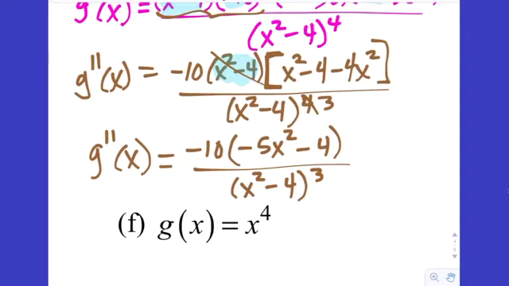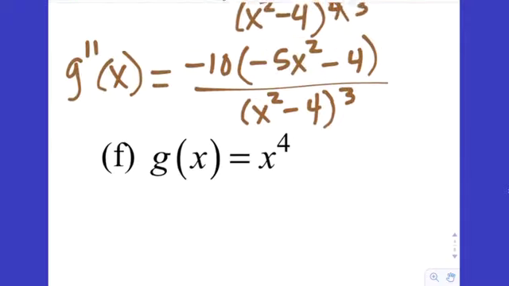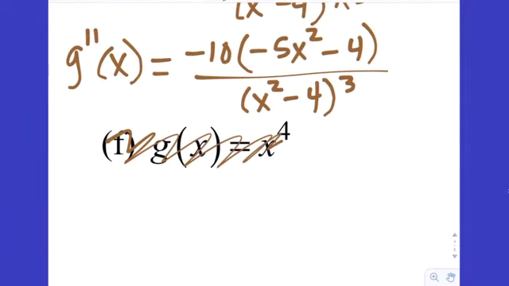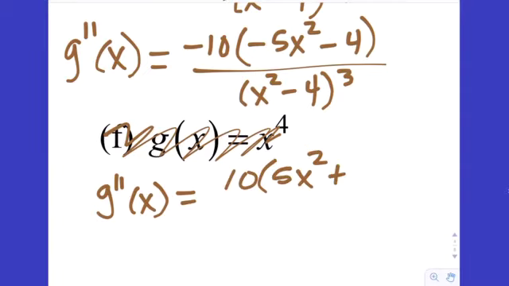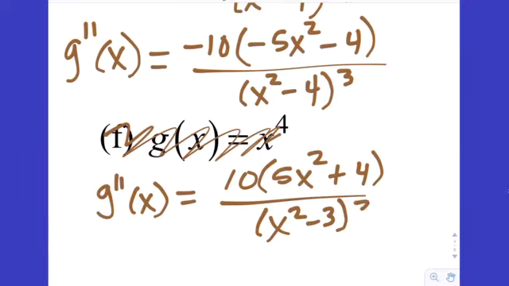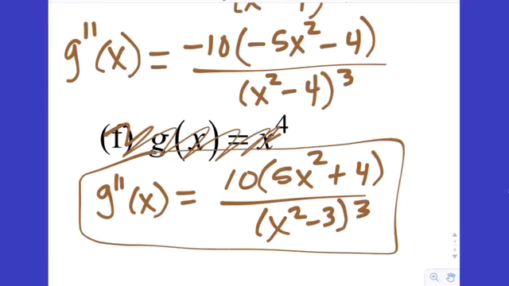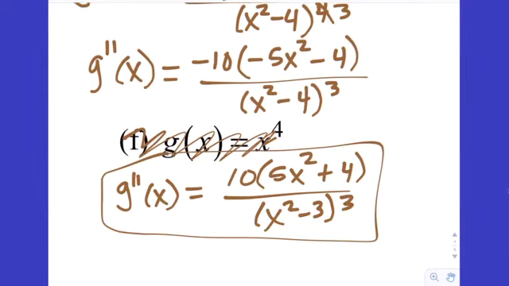There's going to be quite a bit of housekeeping or algebra in getting these things into that pretty format. Sorry, x to the fourth, I'm going to borrow the space. I'm going to do one more thing, because you got negatives all over the place up at the top. If you factor just the negative out, it would be positive 10 times 5x squared plus 4 all over x squared minus 4 cubed. And that is what we coveted, right? Not our neighbor's possessions, but our own second derivative.